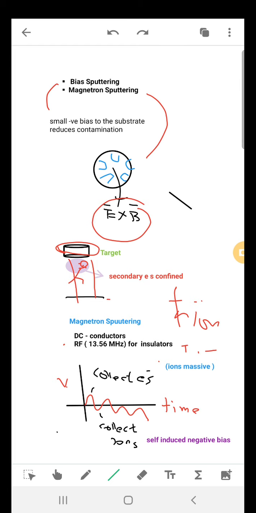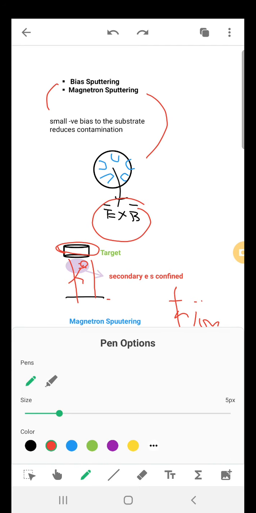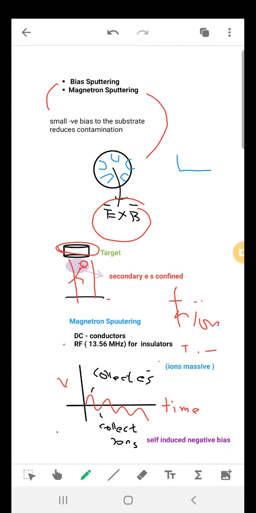So this is the target, and this is the substrate. In the first cycle, the target is negative and the substrate is positively charged. Argon ions come and deposit the film. In the second cycle, the target becomes positive and the substrate becomes negative. So ions will come and hit the substrate, and a negative sputtering will take place.